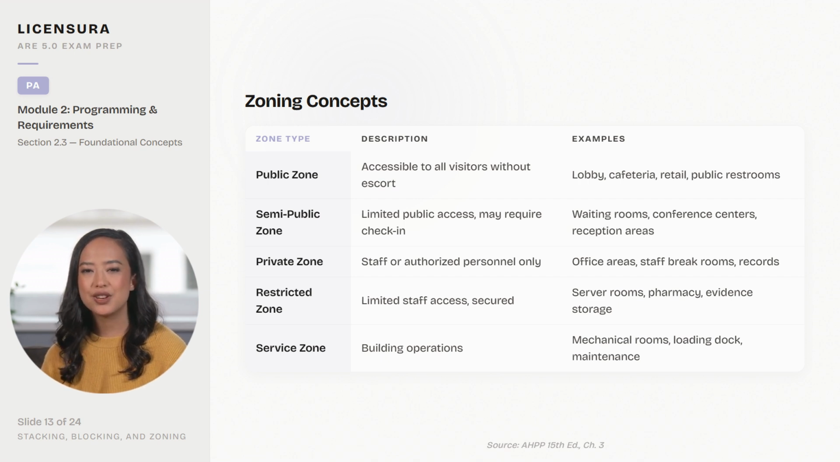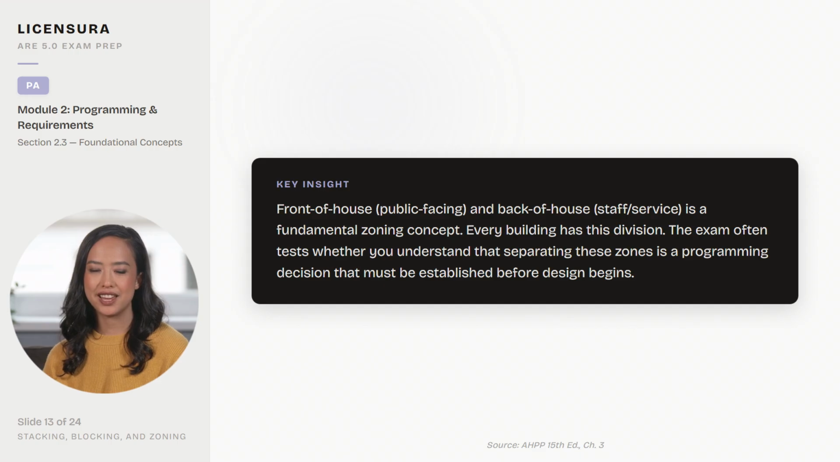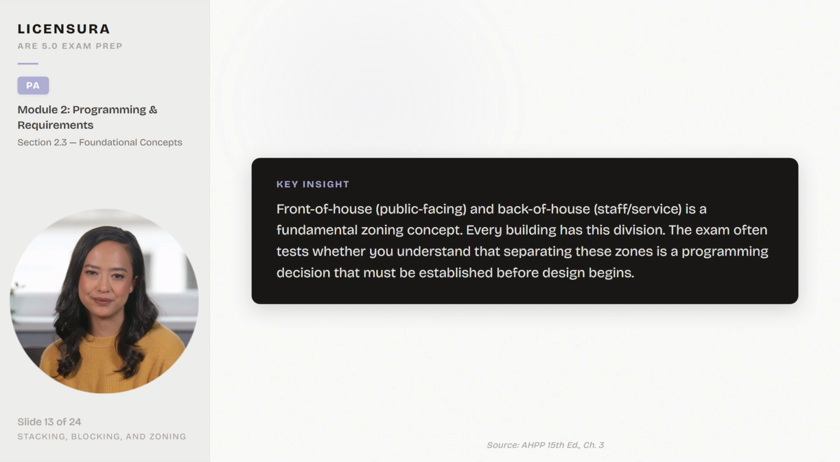The front-of-house versus back-of-house separation is a fundamental programming decision that must be established before design. Here's the key insight. Front of house, public-facing, and back of house, staff or service, is a fundamental zoning concept. Every building has this division. The exam often tests whether you understand that separating these zones is a programming decision that must be established before design begins.